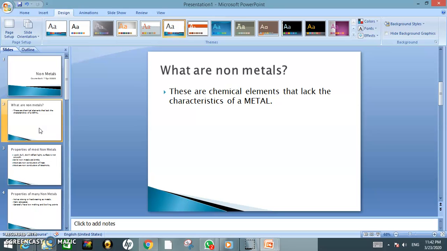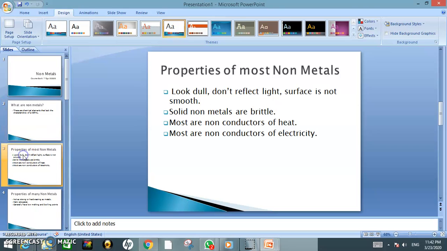Simple. The next point is that there are some properties of the non-metals which are shared by most of them. Now I'm sure you are aware of this. All means every member will have this property. When I say most, it means not all, but a vast majority of the non-metals will have this property. Let's go through these properties.